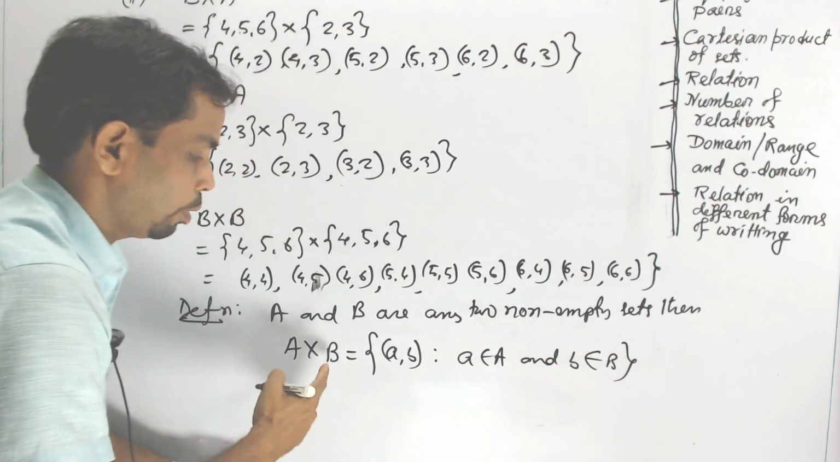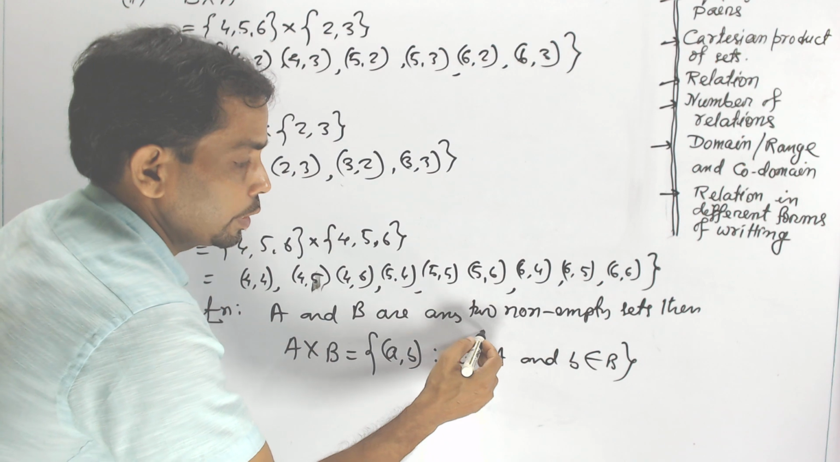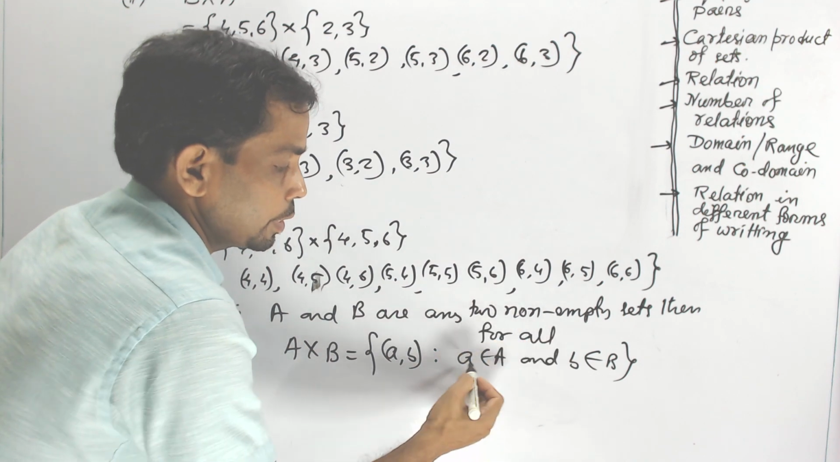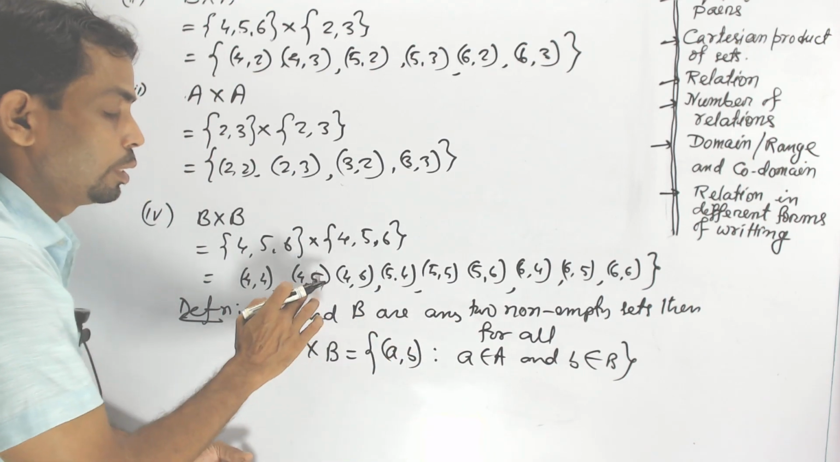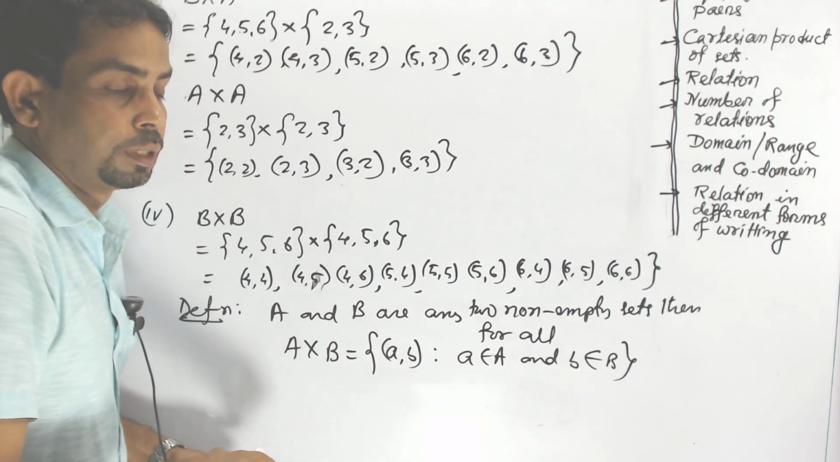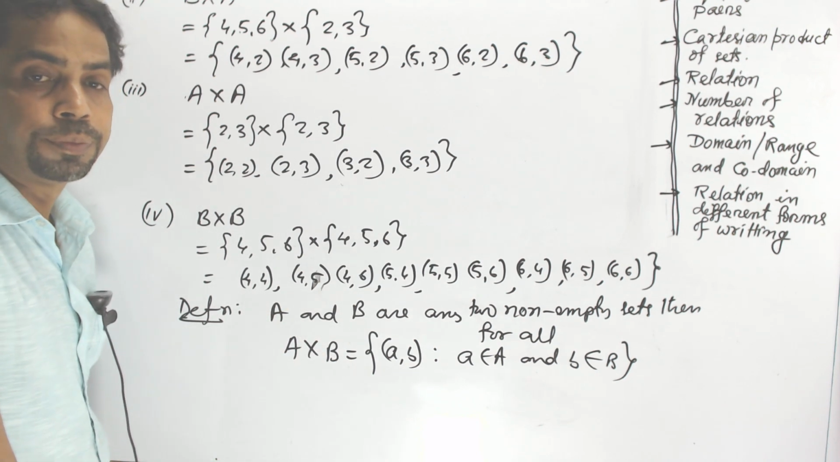It is the set of all ordered pairs (a, b) in which a belongs to A and b belongs to B. So we have to mention here that it is for all elements a in A and b in B. So this is the definition of the Cartesian product of two sets A and B.